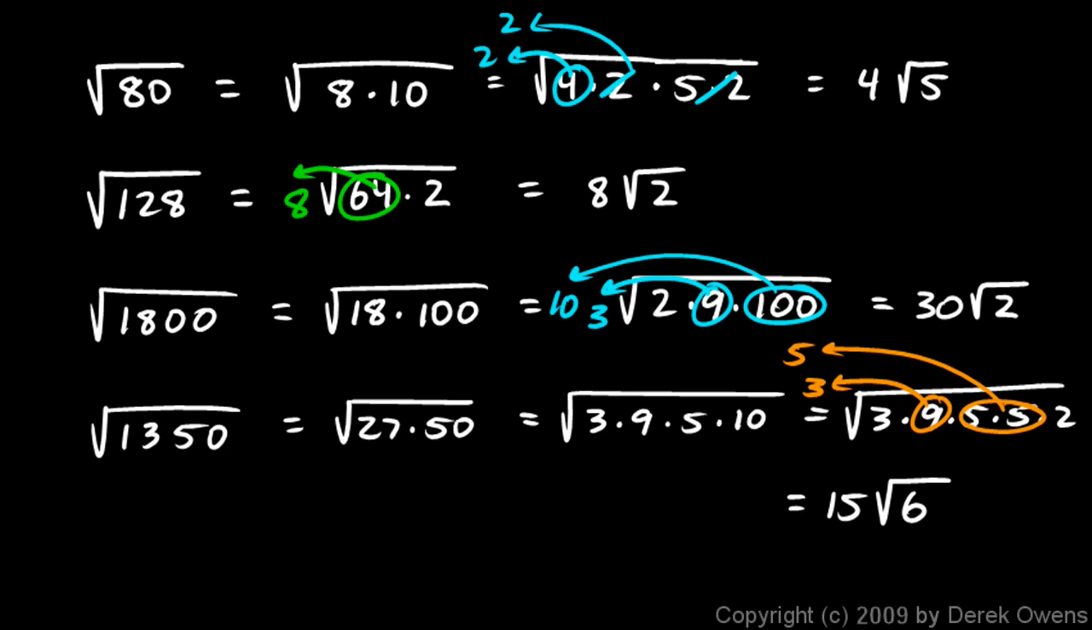Okay, and those are some examples of that technique. You should practice that some more in the practice problems, but that is the method. Find perfect square factors and bring those out from under the radical, square rooting them in the process.